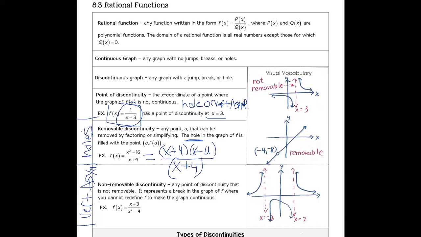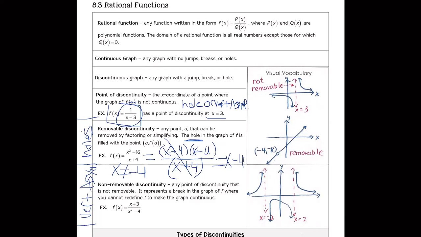So do you see how the x plus 4s would cancel? And you would get that this equals x minus 4. The problem is, even though that cancels, you still can't plug negative 4 into this function. If you plug negative 4 in, you're still going to get an undefined value, right? I mean, you could plug negative 4 into x minus 4, but you still couldn't plug it into that original equation.